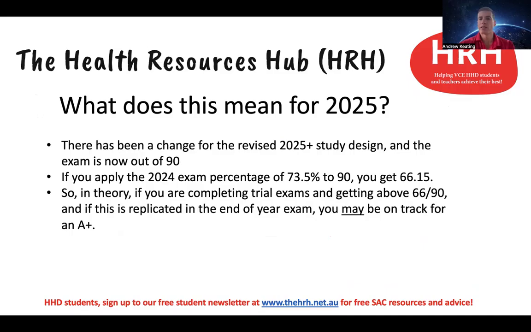If you apply that percentage of 73.5% to the new end of year exam total of 90, you get 66.15. So in theory, if you're completing trial exams and getting above 66 out of 90 in the lead up to the end of year exam, you may be on track for an A plus. As I said at the beginning, this value you need for an A plus does slightly shift from year to year, but it gives you a bit of an indication of how you're travelling. So that's something to keep in mind as you're completing trial exams as you head into the end of year exam for 2025.